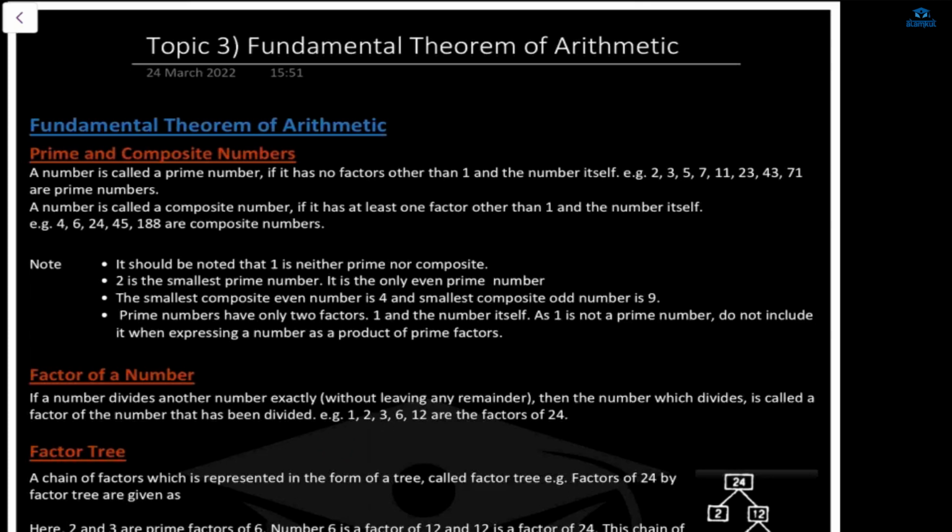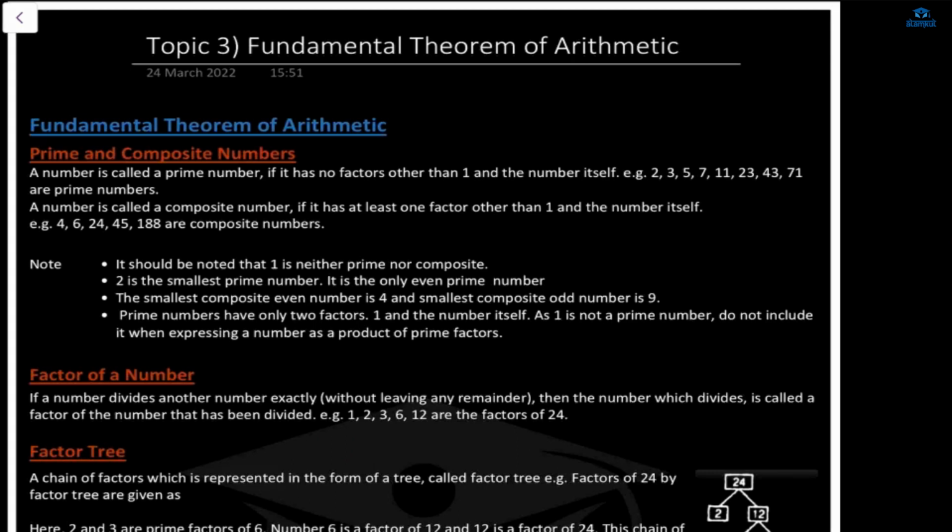Other than 1 and itself, it does not have any other factor. Those numbers are prime numbers. And a composite number is a number which has other factors other than 1 and itself. Apart from 1 and itself, if it has at least one other factor, then it is a composite number. So you can have 4, 9, 8, 10, 20, whatever numbers, which have more than two factors, 1 and itself.